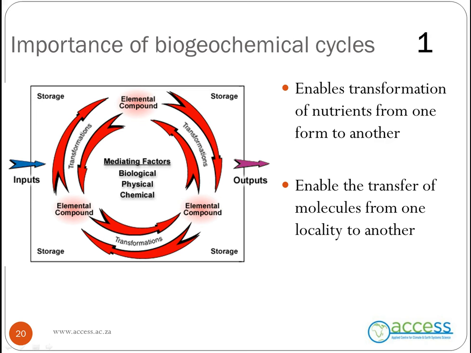Biogeochemical cycles also enable the transfer of molecules from one locality to another. Some elements, such as nitrogen, are highly concentrated in the atmosphere, but some of the atmospheric nitrogen is transferred to soil through the nitrogen cycle, and this is in fact a biogeochemical cycle.